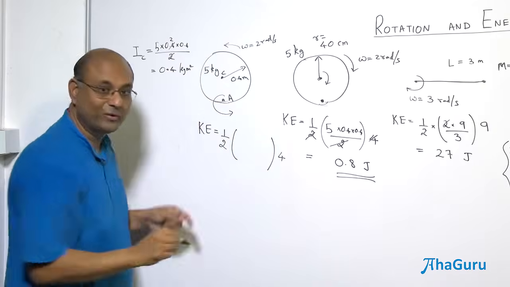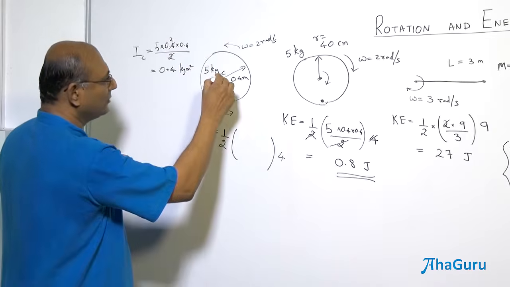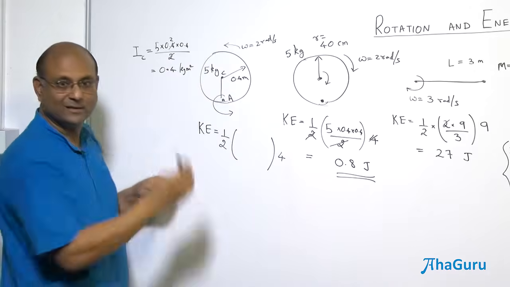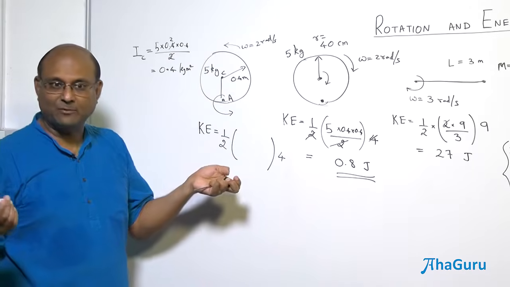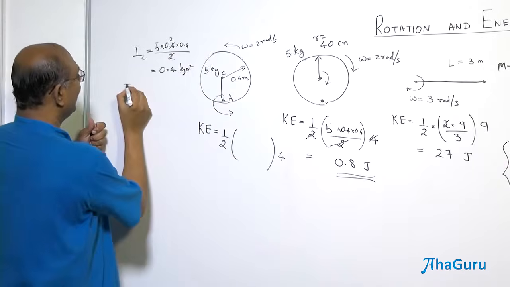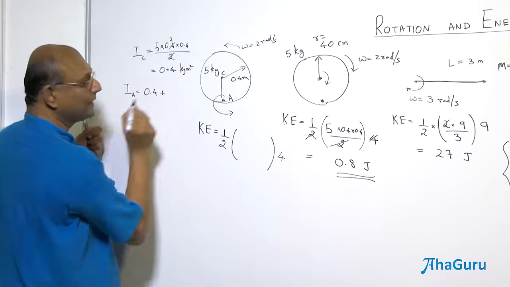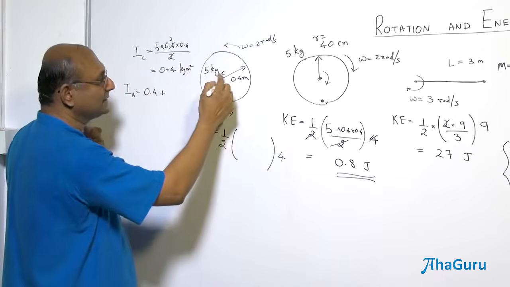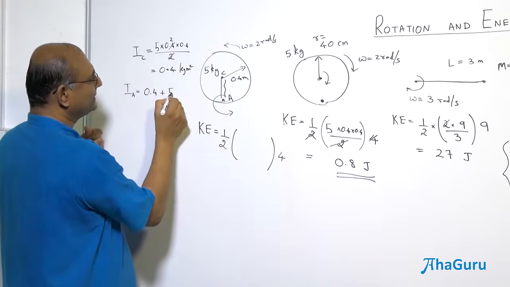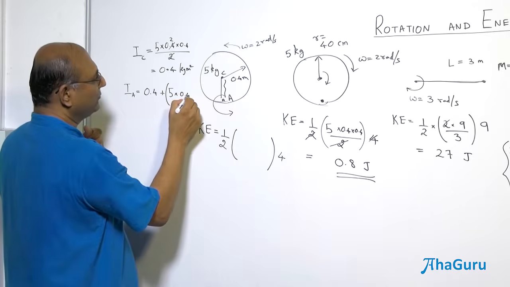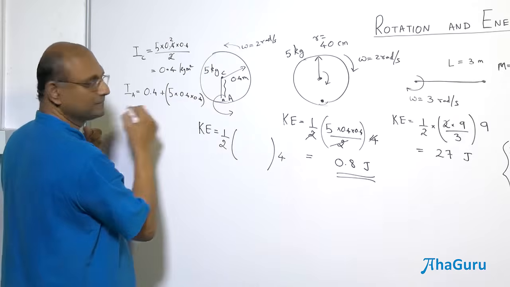I want it passing through A. This is the axis. So, do you know how to go from this axis to this axis? What kind of theorem do we have? Parallel axis theorem. So I passing through A is I passing through the center plus mass into this distance square. Mass into 0.4 into 0.4.